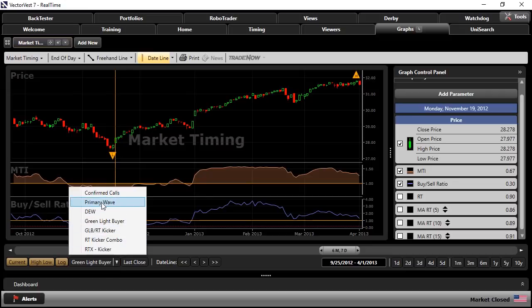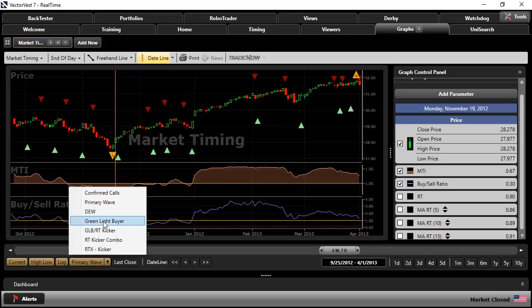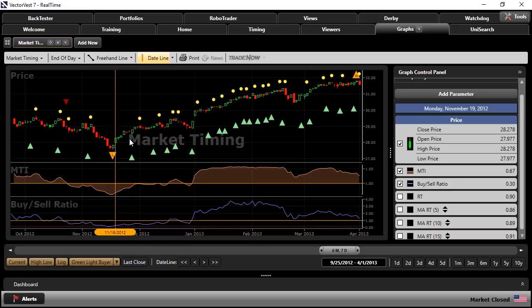Let's go to the primary wave. Primary wave kicked in 1 day later. That gives me more confirmation. Let's go to the green light buyer. Gives me a little bit further more time to get in. But you know something? The slower the signal, the more confirmation and the more comfortable and confident you are in the move to be able to go up.